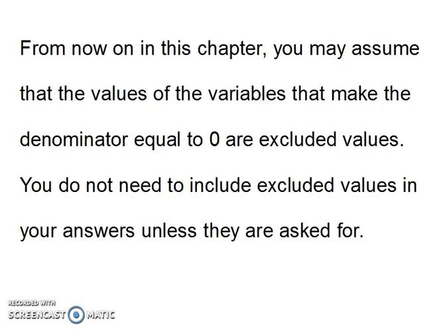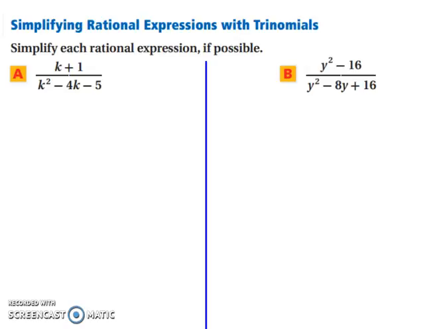All right, so from now on in this chapter, you may assume that the values of the variables that make the denominator equal to 0 are excluded values. You do not need to include excluded values in your answers unless it's specifically asked for. This is just to save us some time and to get you to focus on the newer pieces of material. So, with that being said, let's try simplifying rational expressions with trinomials.